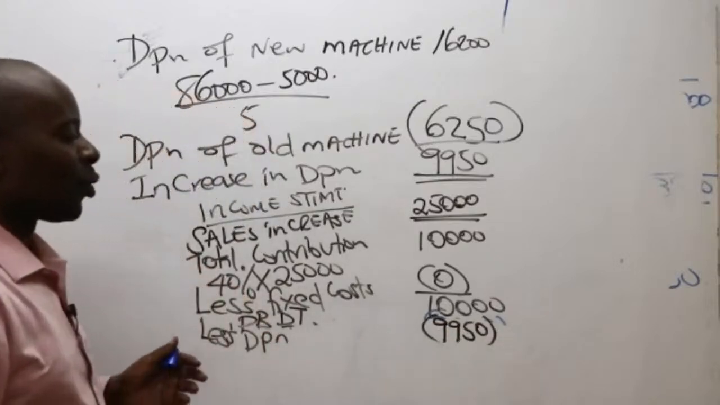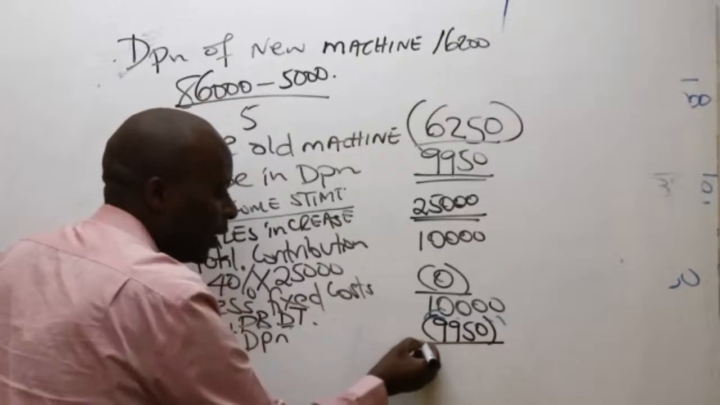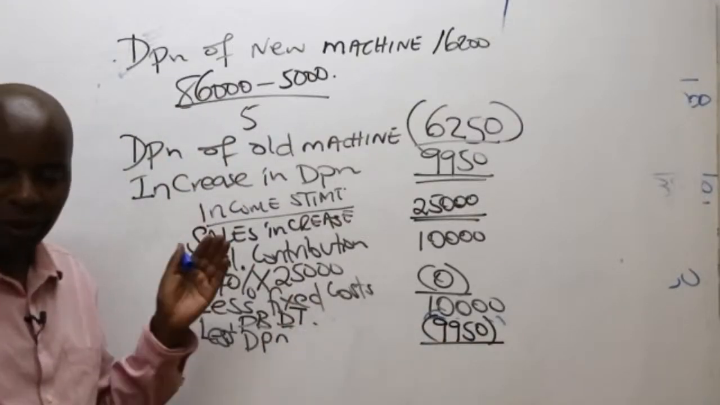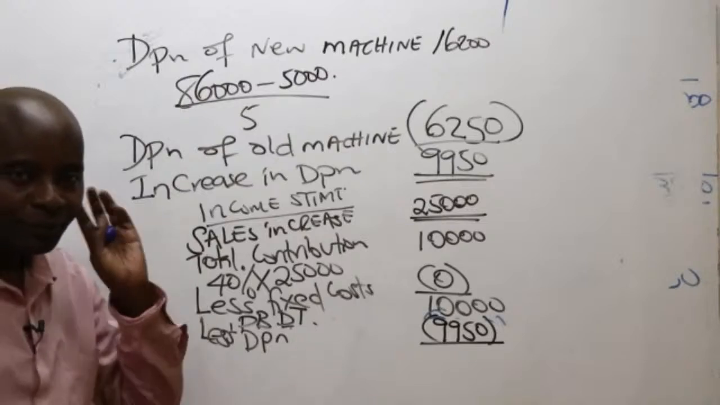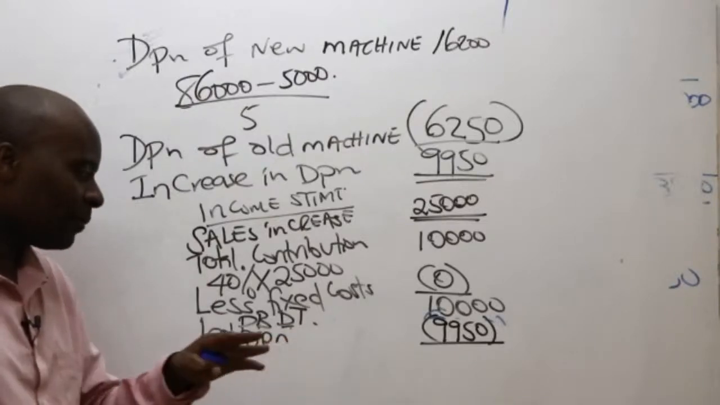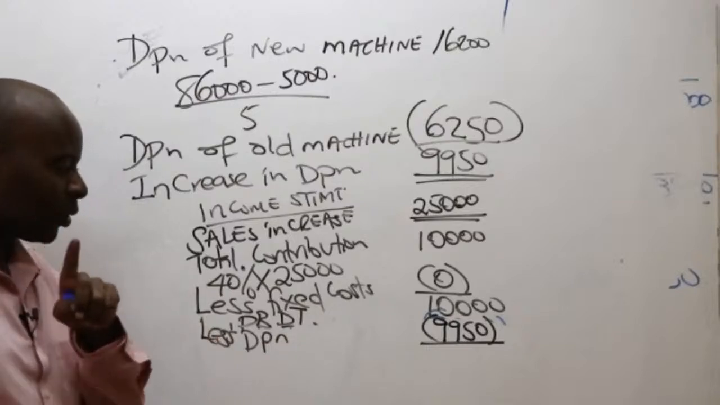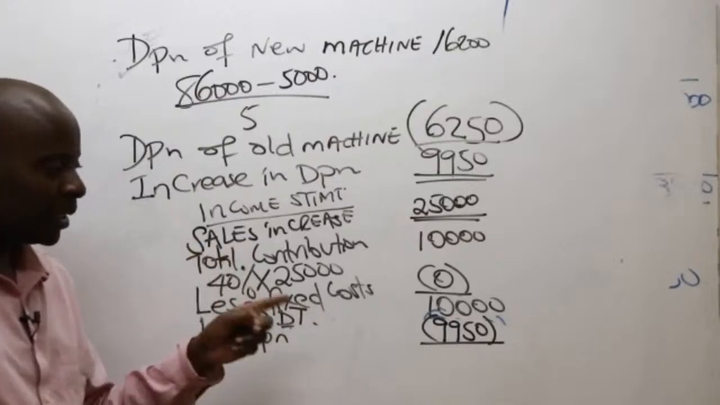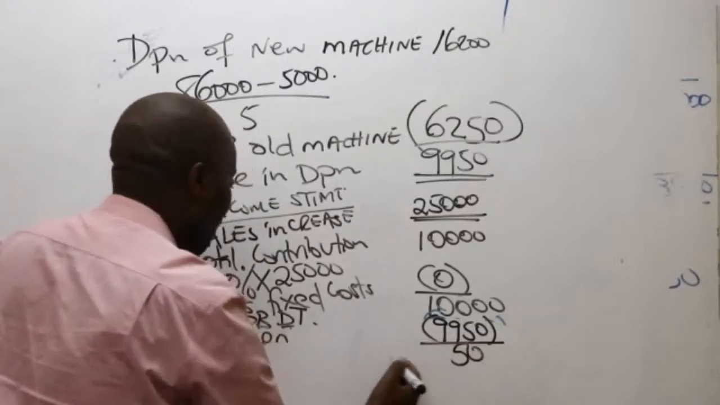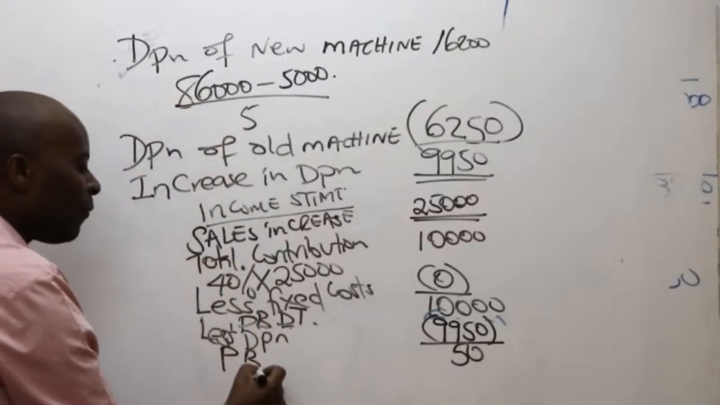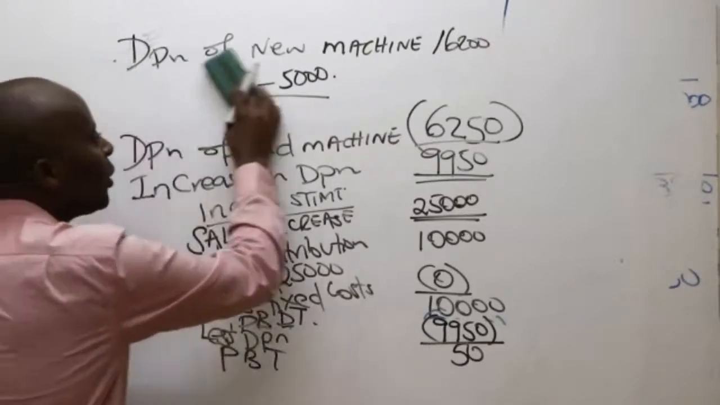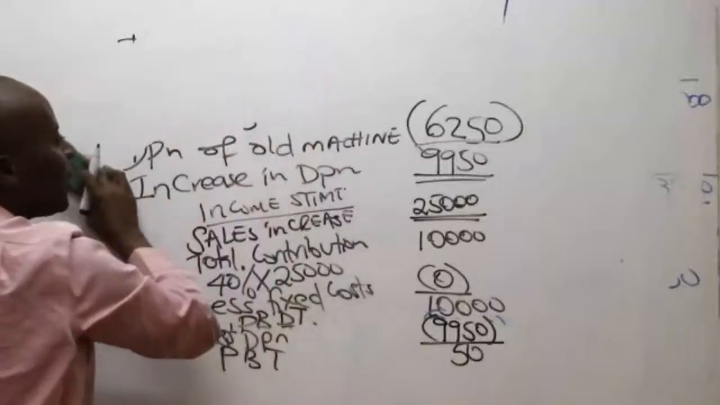So could you kindly come and subtract this and give us a figure to write here? So 10,000 minus 99.50, what are we able to get? 10,000 minus 99.50 gives us what figure? 50 bob. So these 50 shillings is what we call the profit before taxation.